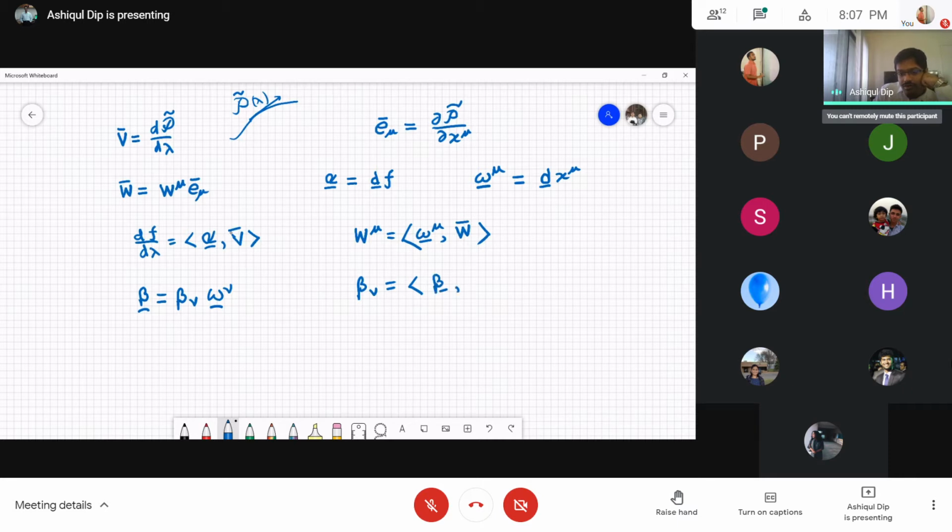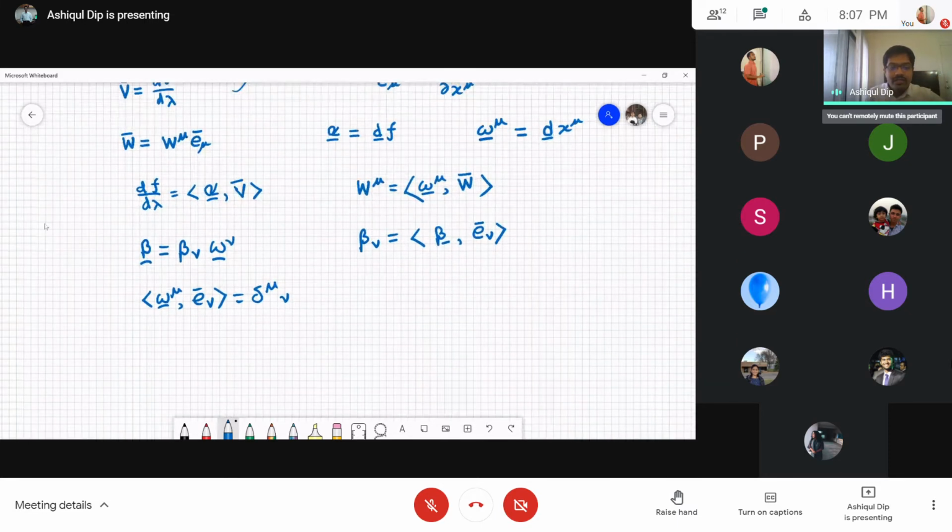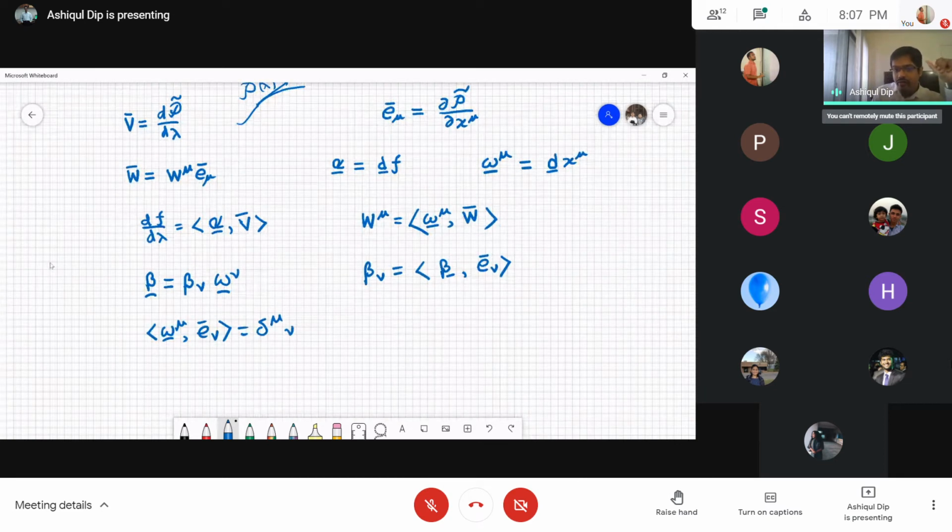Beta pierced with e nu, that would give you this thing. And obviously from the definition of piercing, it's apparent that if you pierce omega mu with e nu, that would definitely give you delta. These were the things that did not require any kind of metric tensor defined on the system, right?